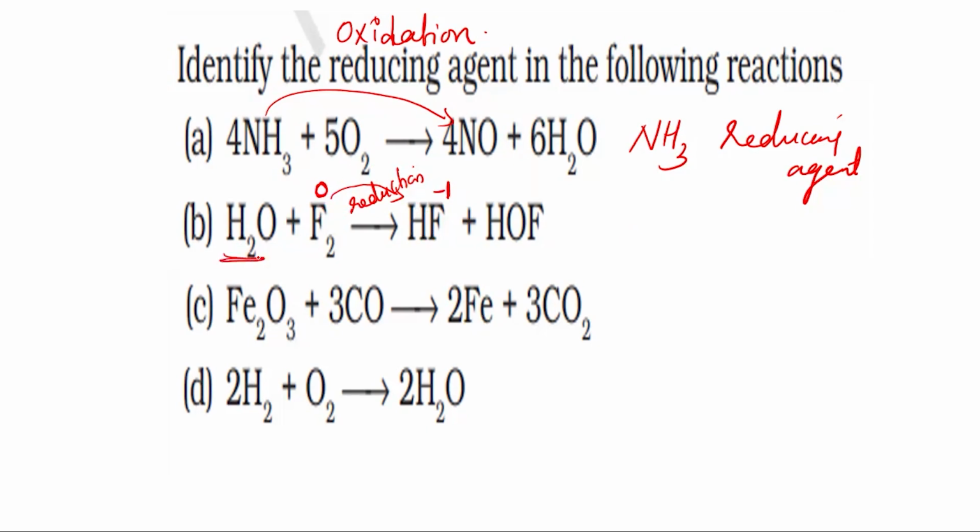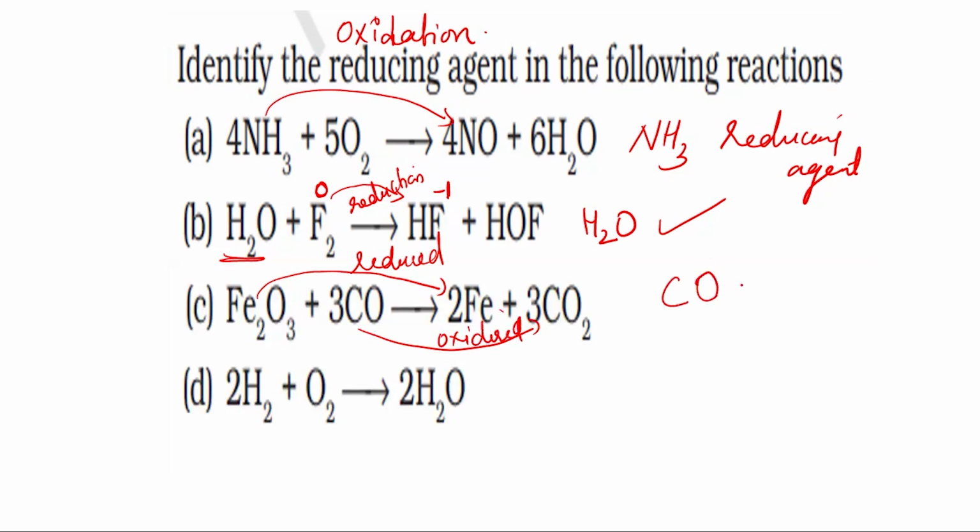So who will be the reducing agent? Automatically, here water will be the reducing agent. Then the next case, you can see here Fe2O3 plus 3CO gives 2Fe plus 3CO2. Here carbon monoxide is acting as a reducing agent because it is abstracting oxygen from this iron. So iron is getting reduced, and this will be getting oxidized. So who is the reducing agent? Who is undergoing oxidation? CO. So CO is the reducing agent.